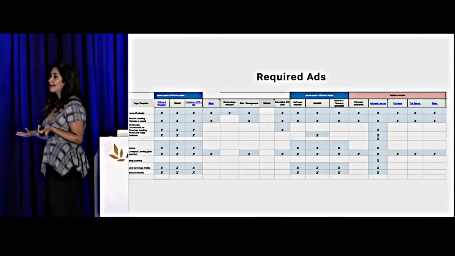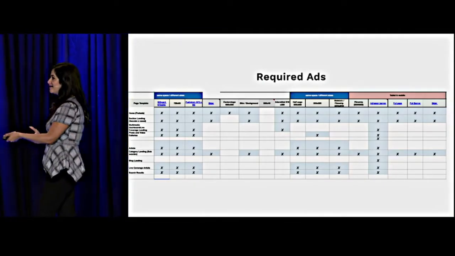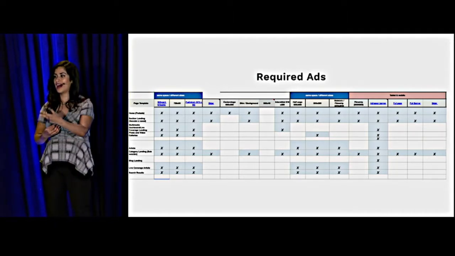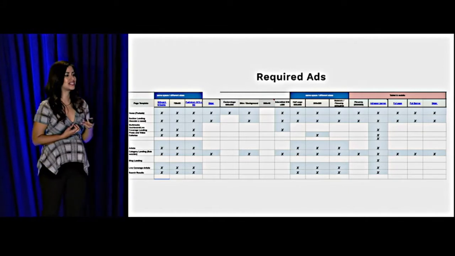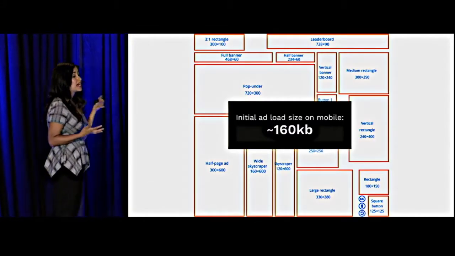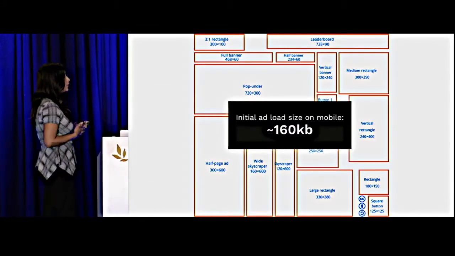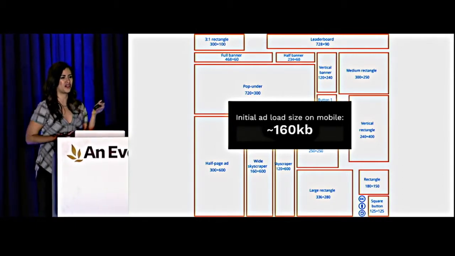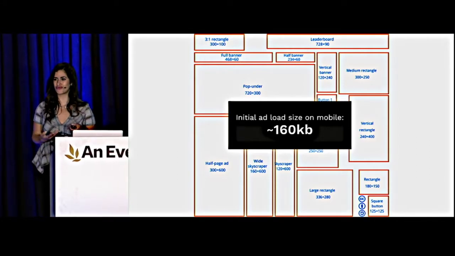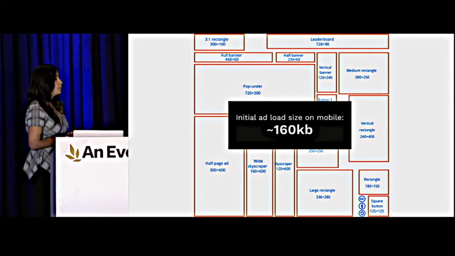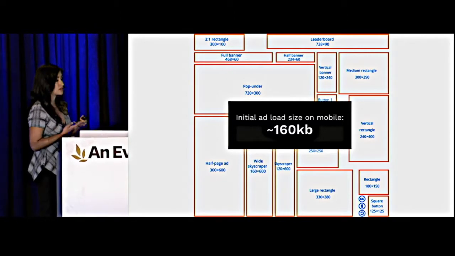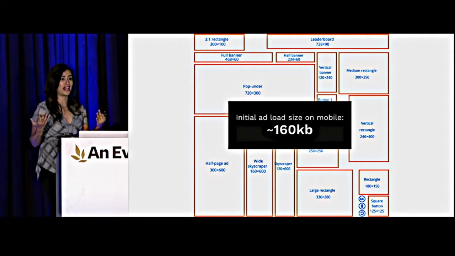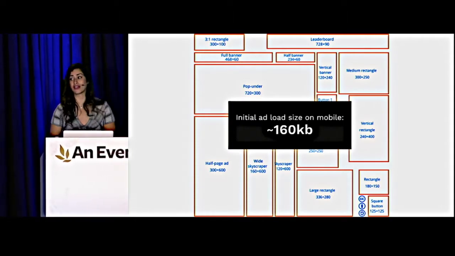So in this case, we didn't have time to come up with a new ad strategy. They had the required ads that they needed to meet. And it was potentially possible that the initial ad load size on mobile would be, you know, 160 kilobytes if they sold all the mobile units that they needed to. So again, it's a bit of an antiquated system, but in some cases, for a small news team that doesn't have the resources to create custom ads, this is what they were dealing with.